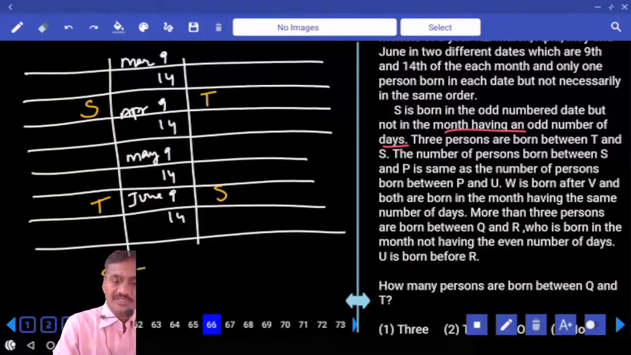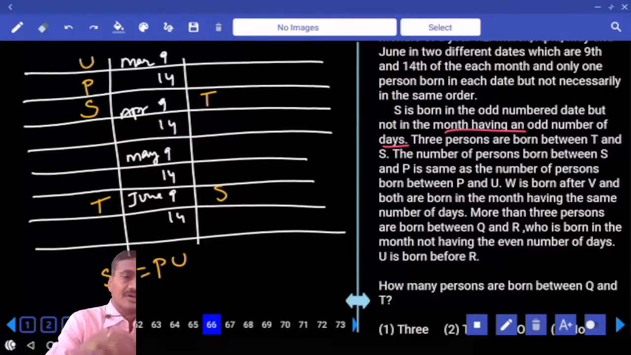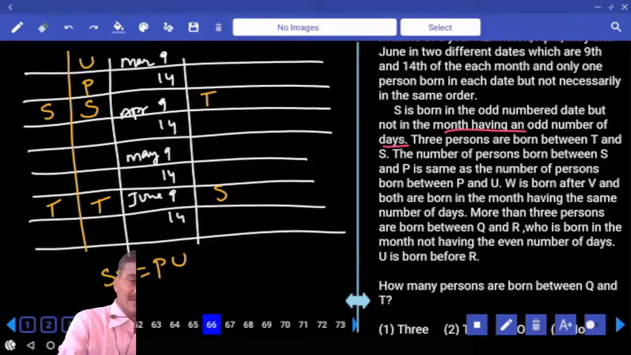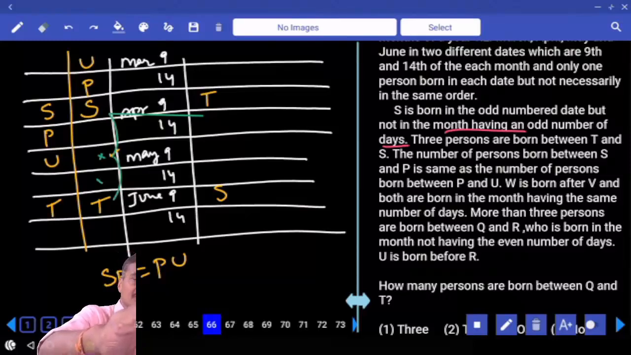And the number of persons born between S and P is the same as between P and U. How many possibilities do we have? If P is here, S, P and U. What is the other possibility? We have S and T like this. Now if P is here, between S and P, P and U. Any other possibility apart from this one? Now if P is at this place, between S and P there is 1 person, between P and U we need to have 1 person, not possible. Hence we cannot have P at this place. Can we have P at this place? No. Hence these are the only 2 possibilities in this case.